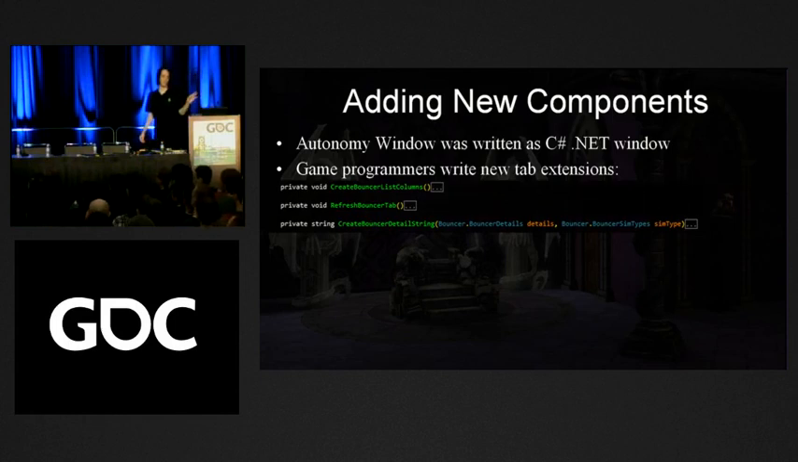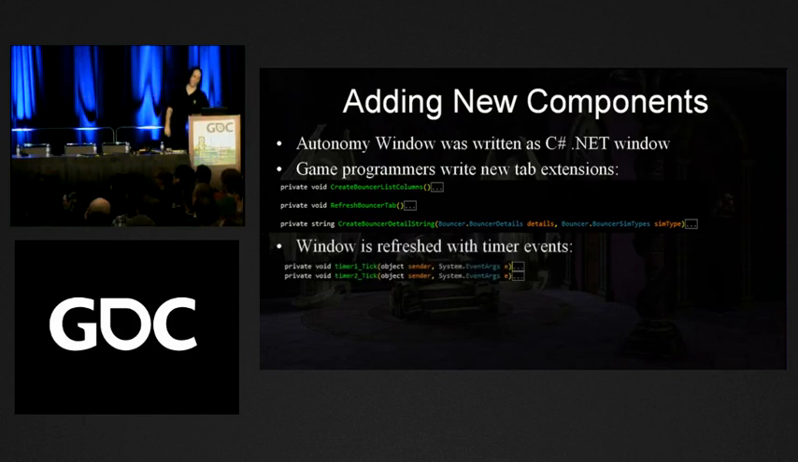It's just a .NET window. So a game programmer would write this tab extension, would create these hook functions. Here are a few of the ones that we created. I think these are actually the only 3 that we created for the bouncer tab. We create bouncer list columns, which creates the columns in the data grid view control. We have the refresh bouncer tab, which will refresh it. And then we have the actual creating the detail string for each row.